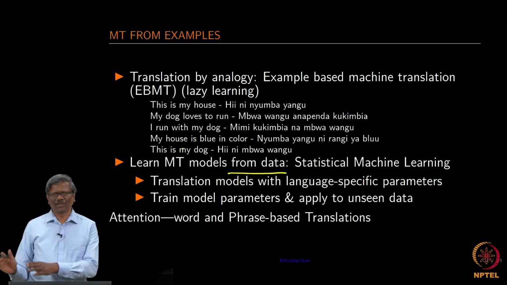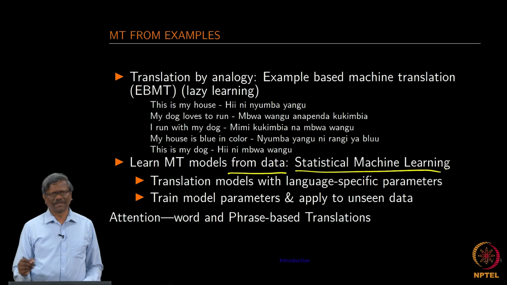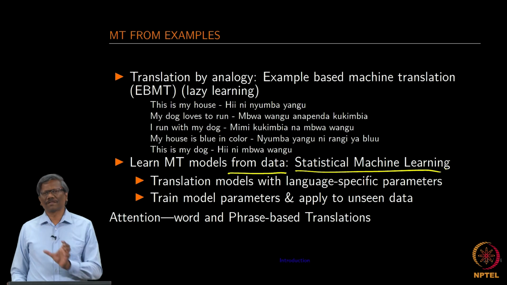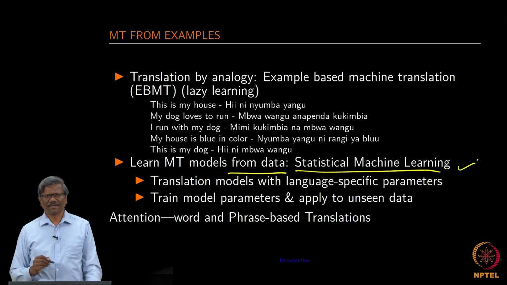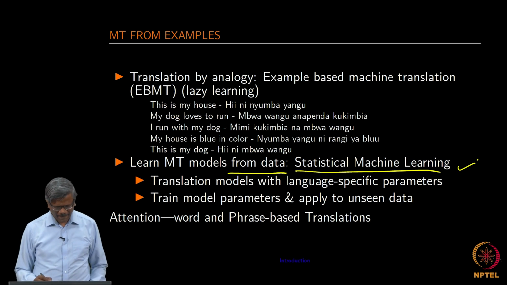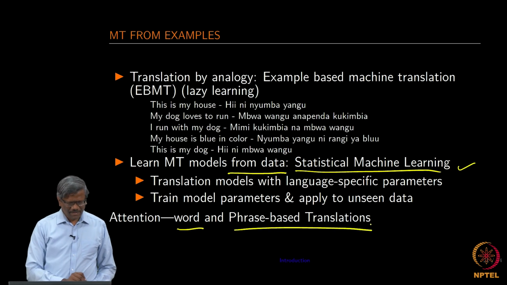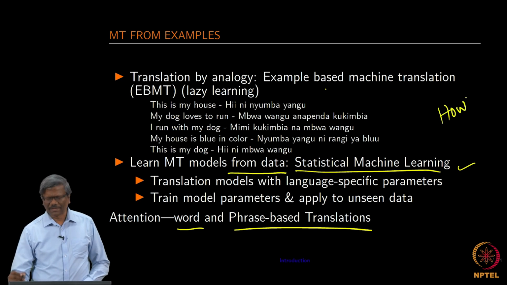So, we have two approaches that we will talk about. One is the statistical machine learning approach, okay, where we use certain language specific parameters in terms of alignment, and then we will also try to figure out, there could be phrases, right, not just one word, that could also align from one language to the other. So, we use two models to do the machine translation using statistical models. Okay. So, we use word and phrase based translations, and this is one way of how I can do the translation.